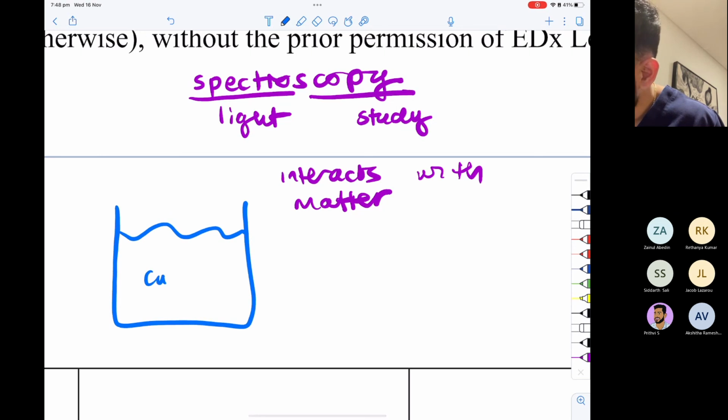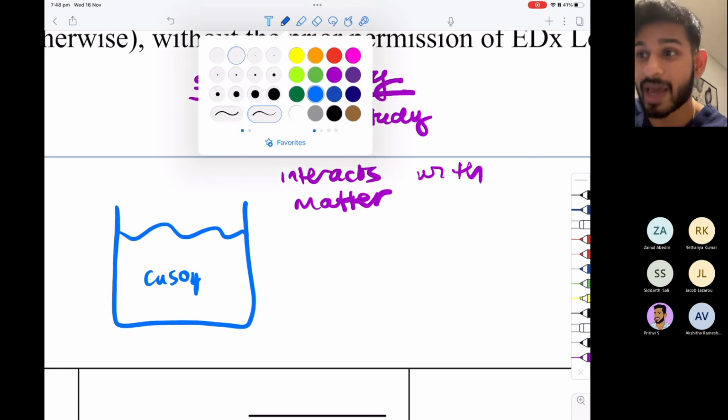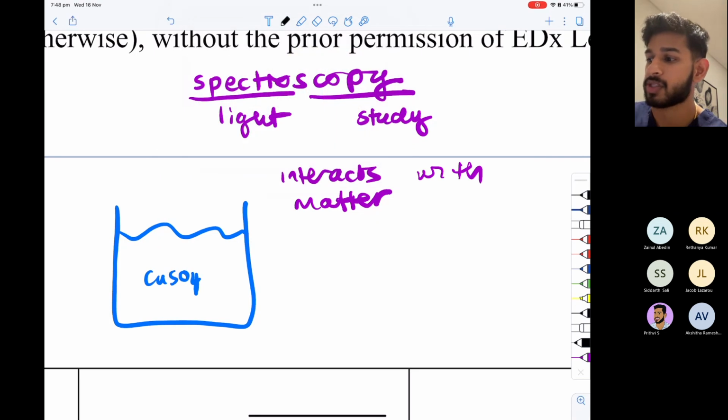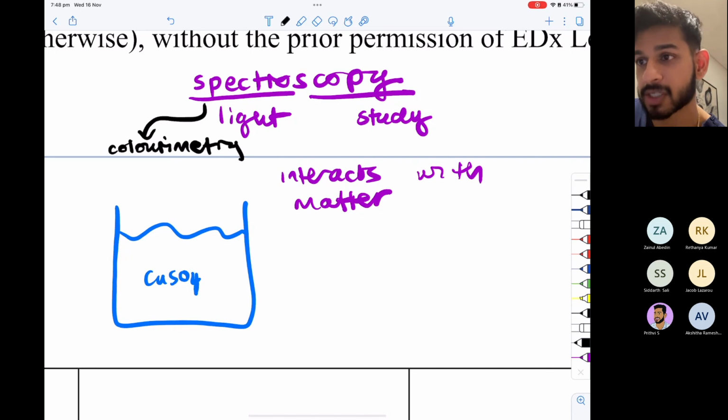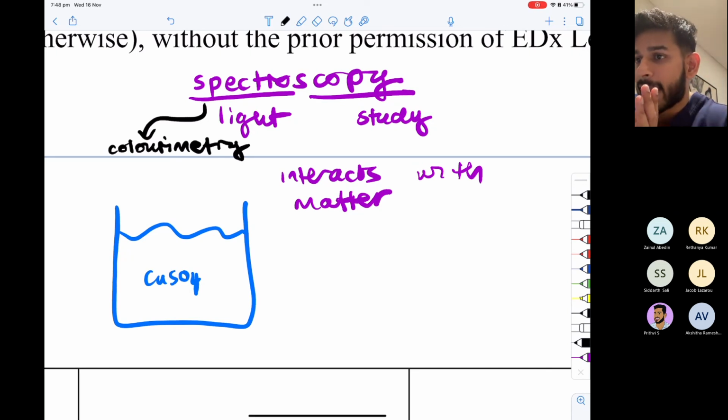Would it absorb yellow? Was it? Because it's very opposite. Very good. Exactly, right? Very important principle. So what I'm trying to get at here is spectroscopy is a study of light and matter. Colorimetry is one specific example of spectroscopy where we're not using any light, we're using visible light.